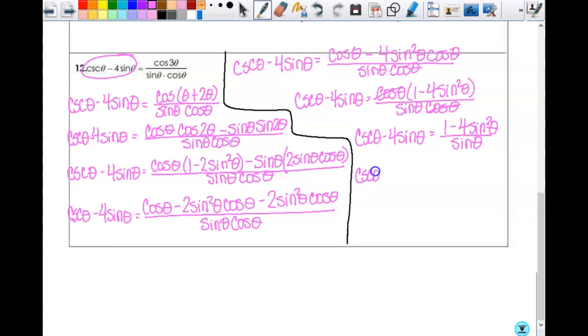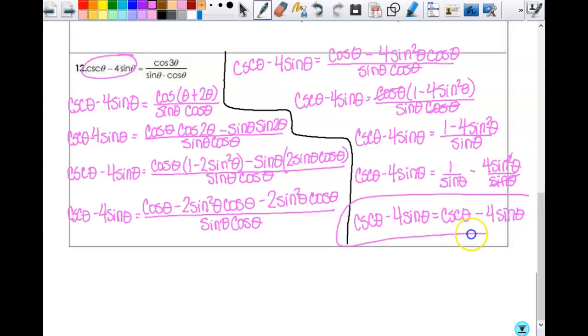So cosecant theta minus 4 sine theta equals, so I'm going to make that 1 over sine theta minus 4 sine squared theta over sine theta. So that leaves me with cosecant theta minus 4 sine theta equals, well, 1 over sine theta is cosecant theta, and then minus 4 sine squared theta over sine theta. That knocks one of those out, and I get 4 sine theta. And there you go. We are done.